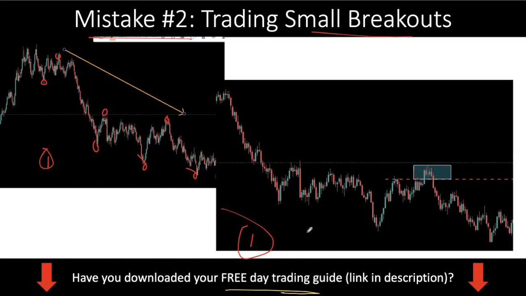So what do you want to do in a downtrend? You want to be selling. You don't want to be buying. Okay, buying will be low probability because you're against the long-term trend. Now, let's look at this one over here. This is chart number two.